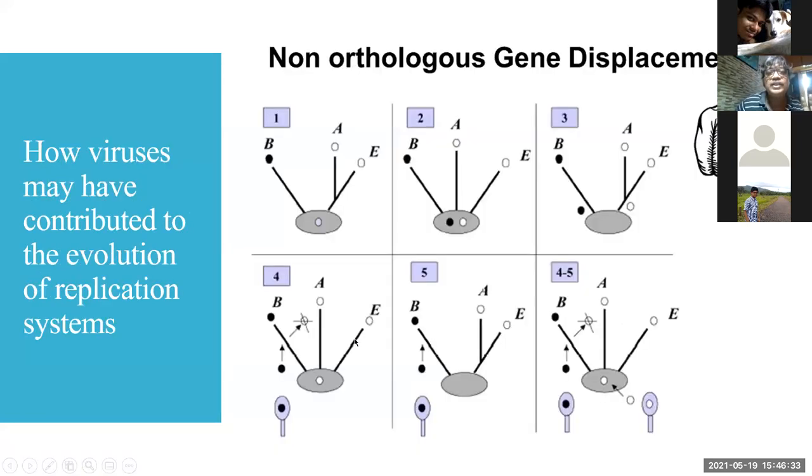To explain this, we can have this kind of explanation. What we are seeing here is called non-orthologous gene displacement. Originally, there was an RNA type of cell, and then these viruses kicked out that original form of the genome and replaced it with a DNA genome. So although all these forms of life evolved from a common ancestor, these viruses played a key role in forcing them to have different types of genes, like the primases, etc. So these viruses may have contributed towards the evolution of various replication systems.